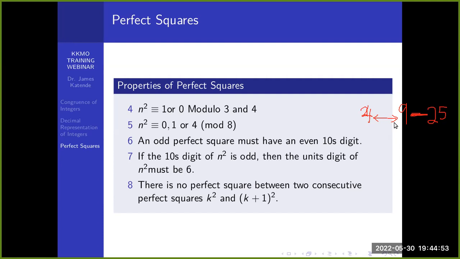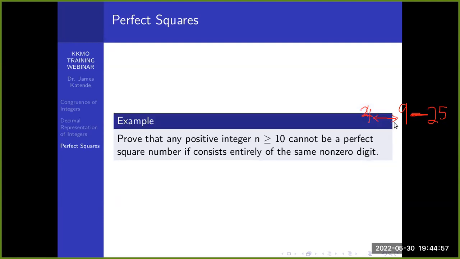So I hope that makes sense. Let's see if we can apply this to a problem.